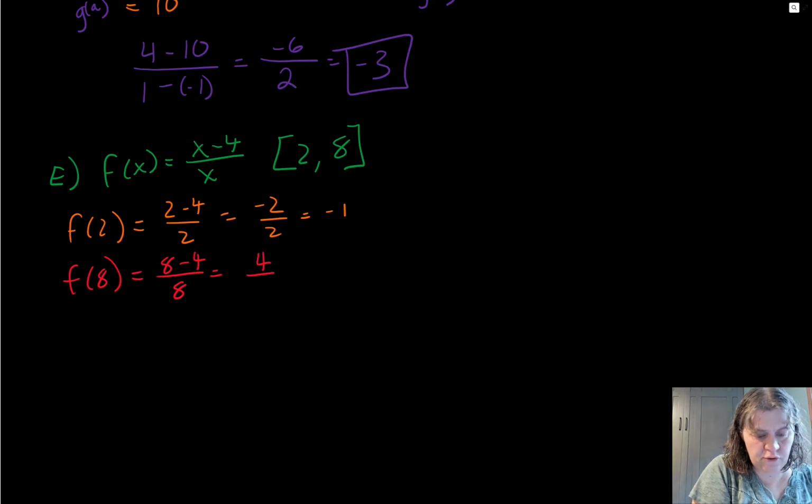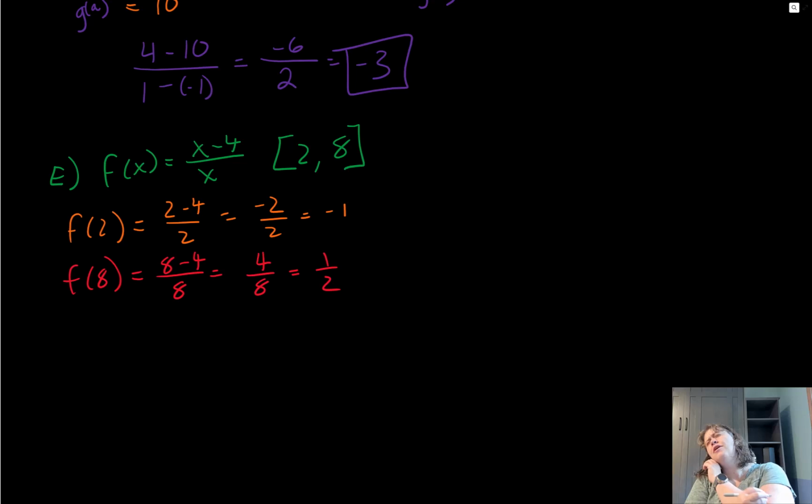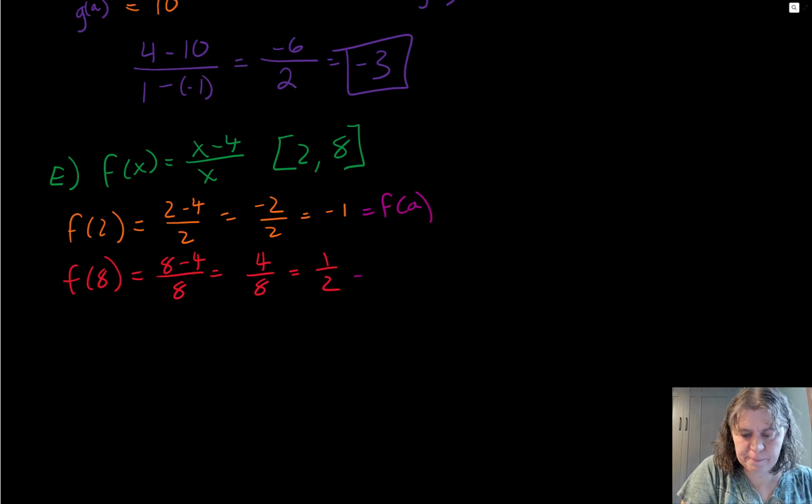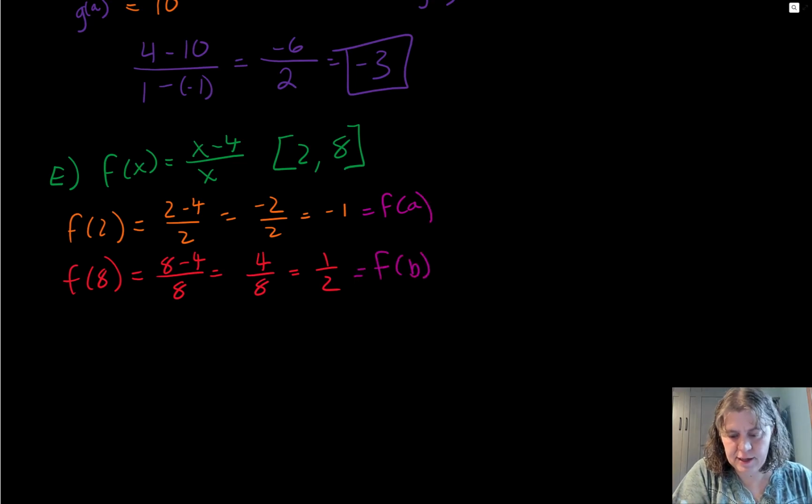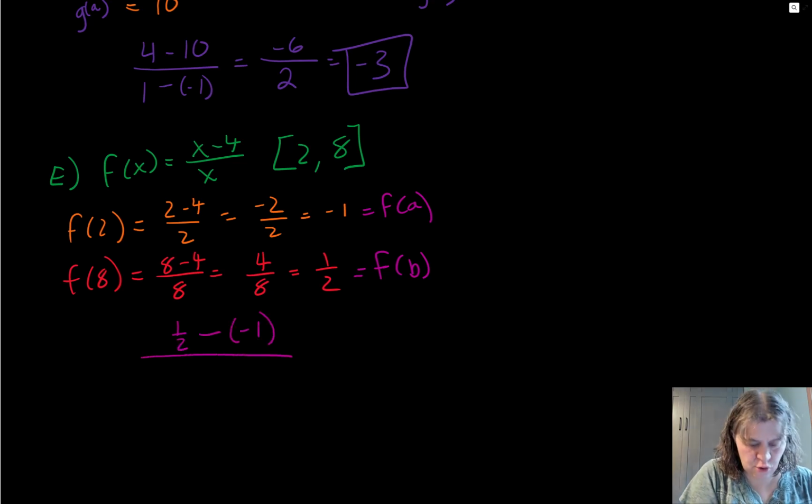And then f of 8 equals 8 minus 4 over 8. So 4 over 8. Oh no, a fraction, no! I have to put a fraction in a fraction. Oh no, if only someone had made me practice things like, what are those called? Complex fractions, oh yeah, we did that. All right, it'll be fine. So f of A, f of B, and here we go. So 1/2 minus negative 1 over 8 minus 2.